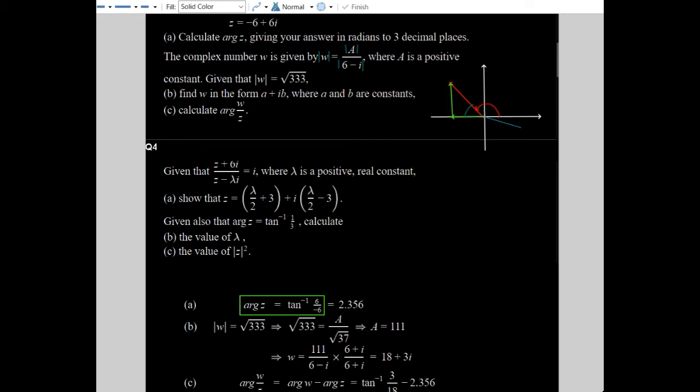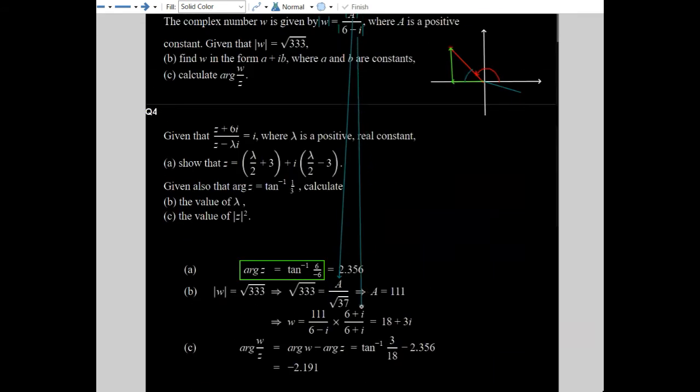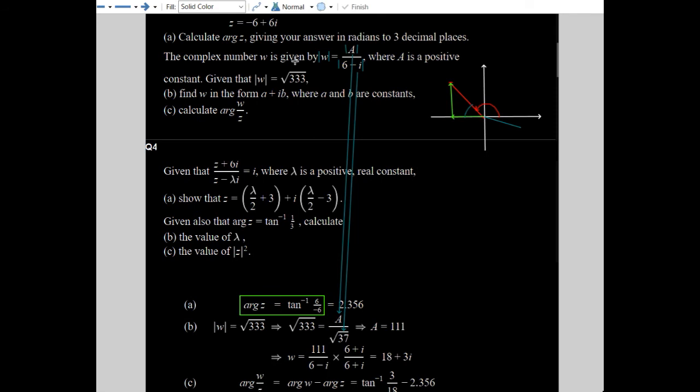What you will see here is, first of all, this a is just being kept as a, because if a is a positive constant, then there's no point in considering to what extent the modulus of a is something different. For 6 minus i, 6 squared is 36, plus 1 squared, square root 37, so that is why we have root 37 under here. And we know the modulus of w is root 333. With a little bit of rearranging, you'll get a is equal to 111. In other words, multiply both sides by root 37.